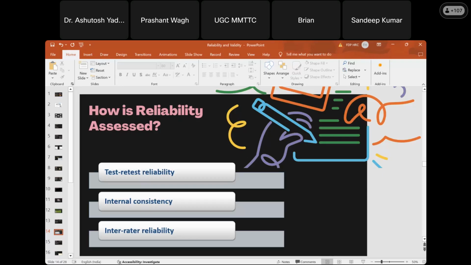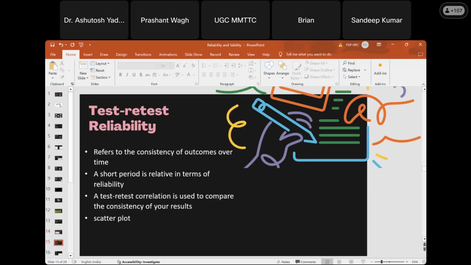सो अगर जो मेन फैक्टर है जो हम चेंज कर रहे हैं जब हम रिलायबिलिटी टेस्ट परफॉर्म कर रहे हैं वो टाइम है, so we are performing a test retest reliability assessment. And if we're changing items, then we're performing an internal consistency assessment. It means we are measuring multiple items with a single instrument. And finally, if you're measuring the same item with the same instrument but using different observers, then we are performing an inter-rater reliability test. Let's take these up one by one.